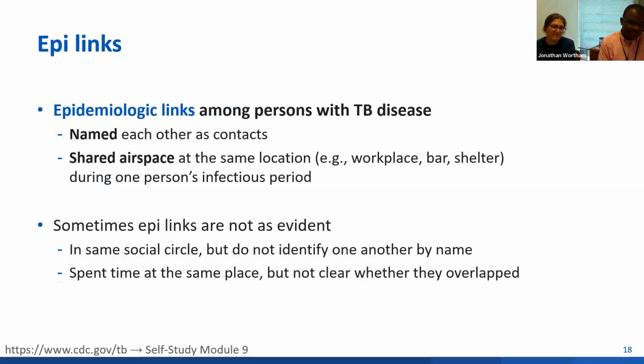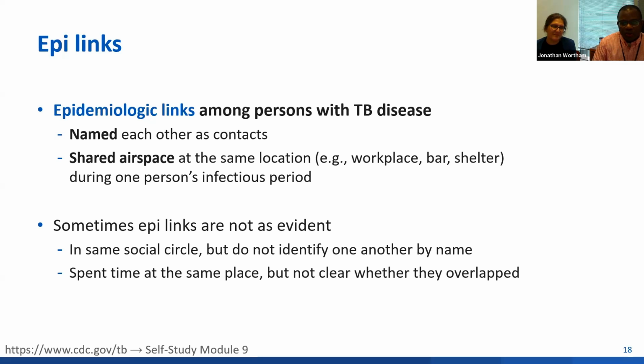As we alluded, epilinks among persons with TB disease can be patients who named each other as contacts, and also people who shared airspace at the same location during one person's infectious period, such as in a workplace, a bar, or a shelter. I want to focus on shared airspace for a second, because it can be really helpful in congregate setting situations. Where patients can't or won't name people they were around, administrative records can sometimes be used to identify people at risk for TB disease.